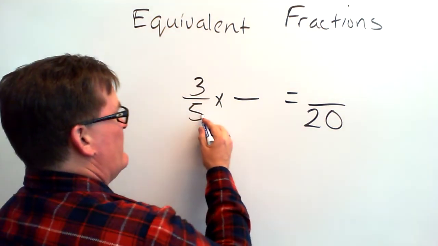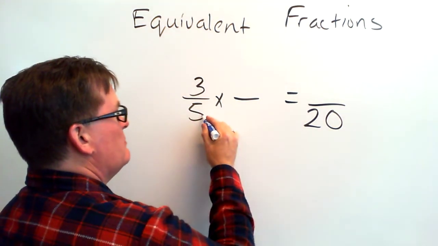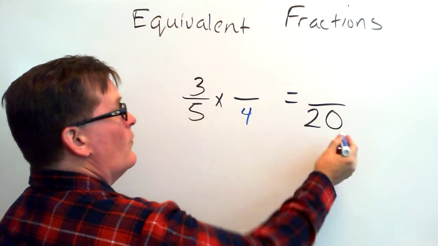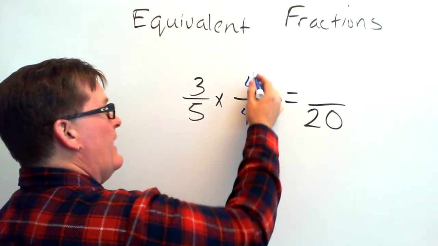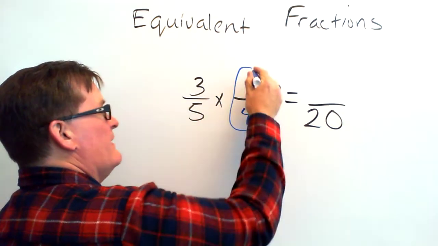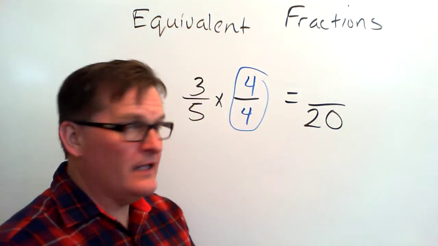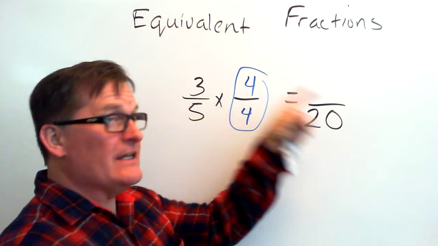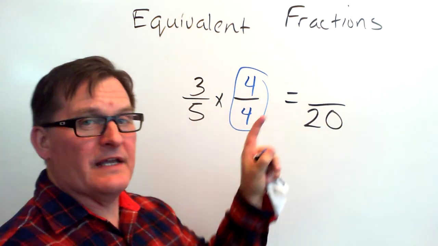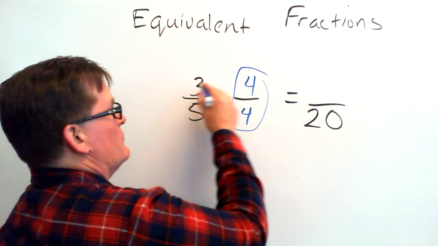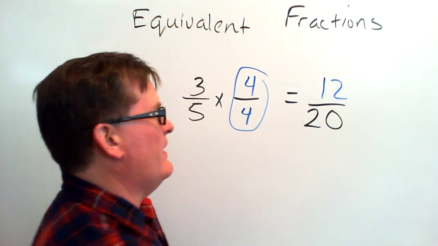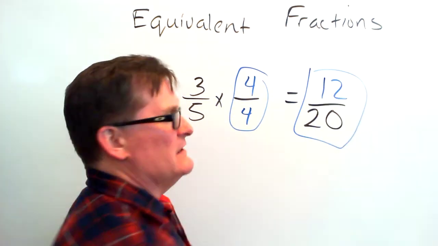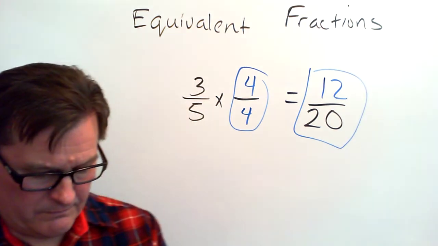So I ask myself, how do I get from 5 to 20? Well, I multiply 5 times 4. That gets me to 20. So I have to multiply the top by 4 also. I have to have that equivalent fraction. That fraction has to be 1 in order to create a fraction that's equal to it, because times 1 doesn't change it. 3 times 4 is 12. So see, I'm just applying the rule of multiplication of fractions. So my equivalent fraction is 12 over 20 now.